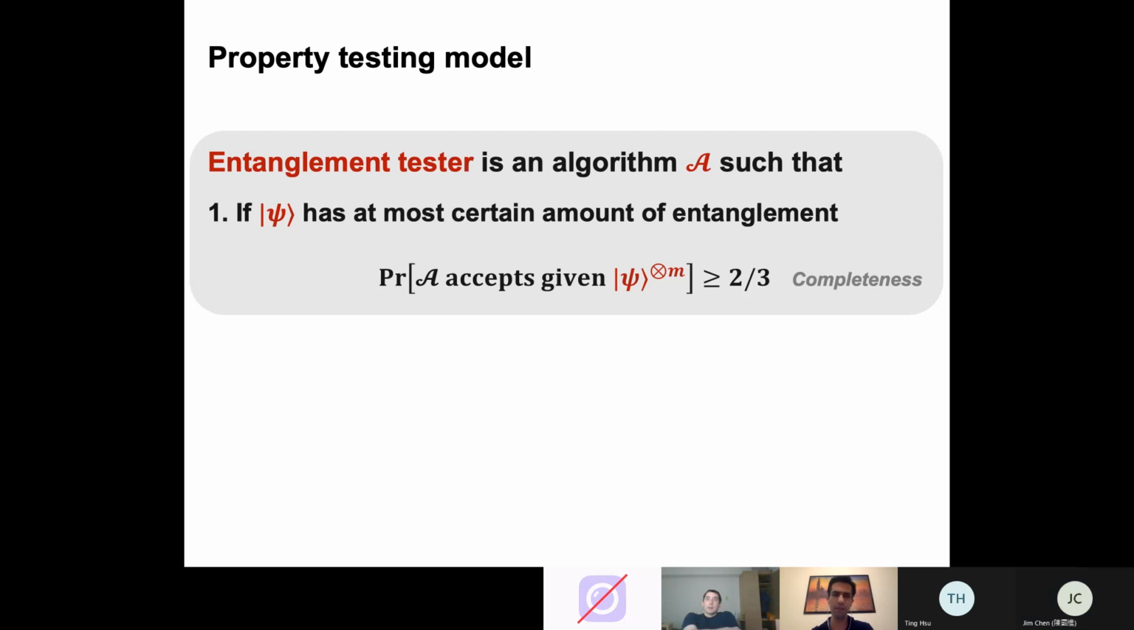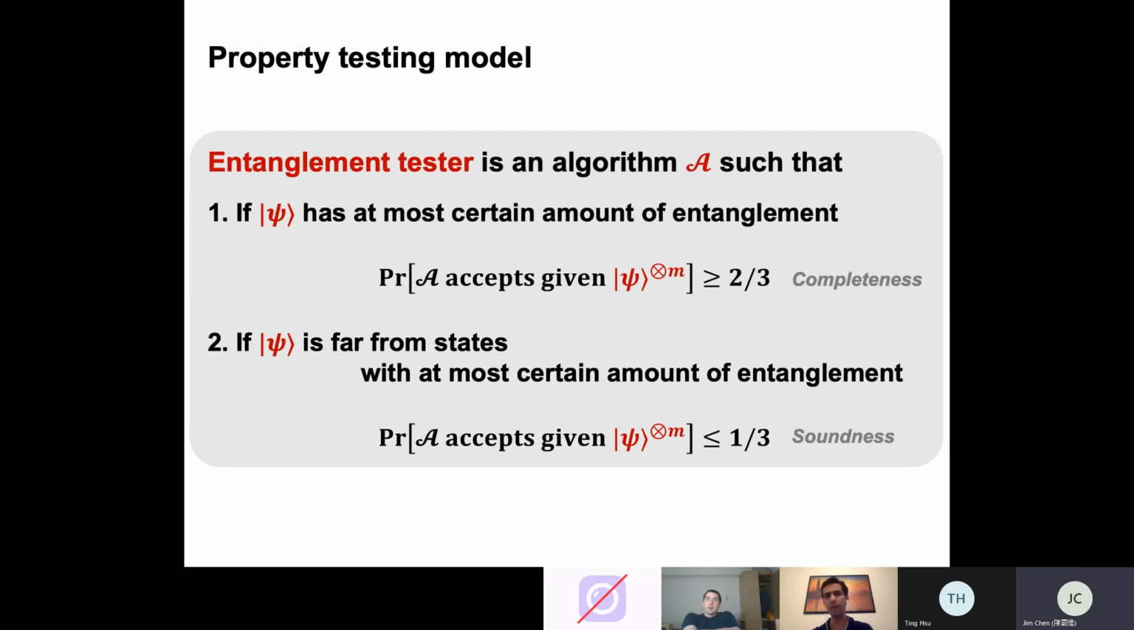devising an algorithm such that when given m identical copies of a quantum state psi, it performs a measurement on these states. And if the state psi has at most a certain amount of entanglement, the algorithm accepts with probability at least 2/3. And if the state psi is far from all the states that have at most that specific amount of entanglement, then the algorithm rejects with probability at least 2/3.